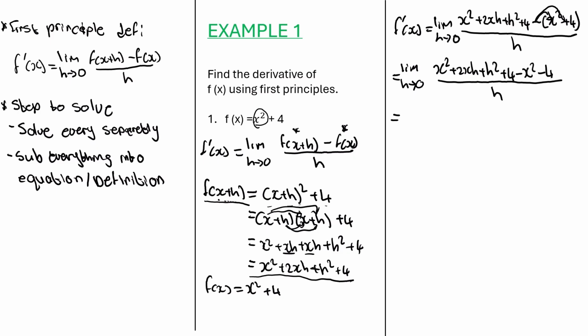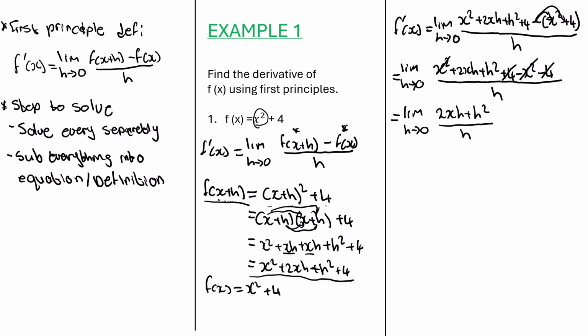Which is equal to, we're going to solve. So our negative x squared is going to cancel with our x squared. Our negative 4 is going to cancel with our plus 4. So we're going to be left with the limit as h approaches 0 of 2xh plus h squared, all divided by h.